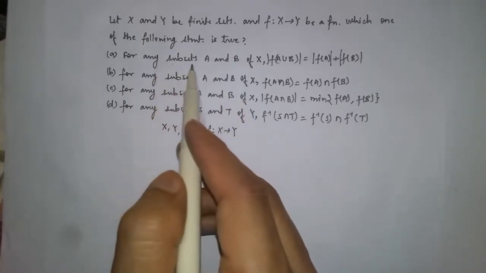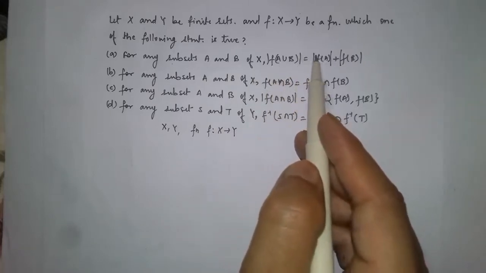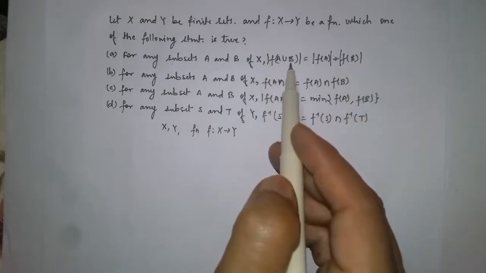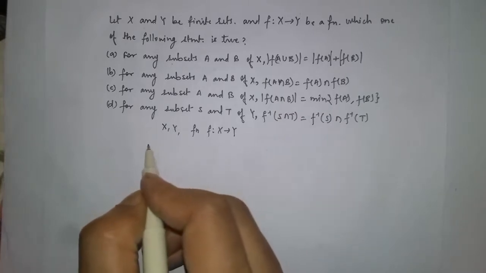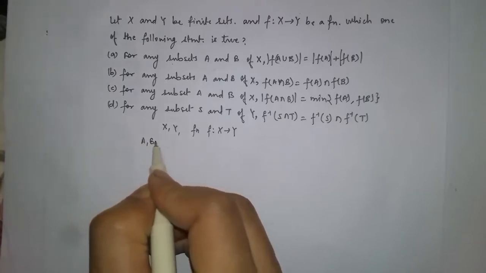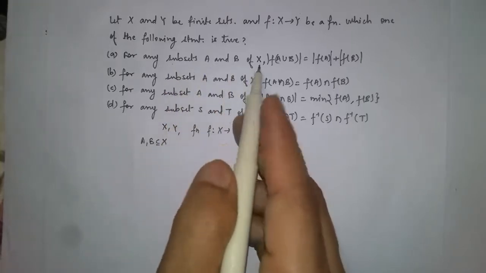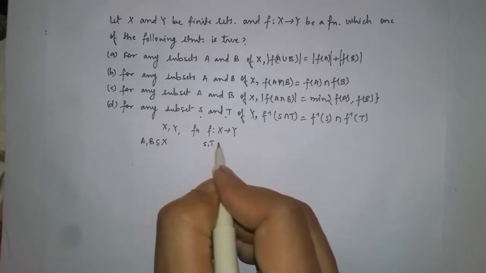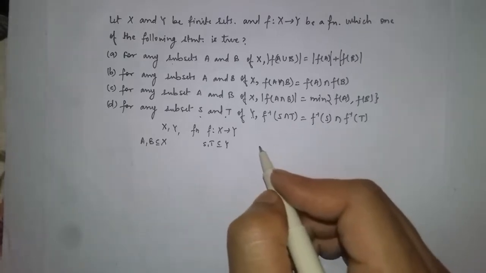Now for any subsets A and B of X, |f(A ∪ B)| is equal to |f(A)| + |f(B)|. Whether it is correct or not, let's see. Suppose A, B are subsets of X, and S and T are subsets of Y. Now let's draw an arbitrary function.